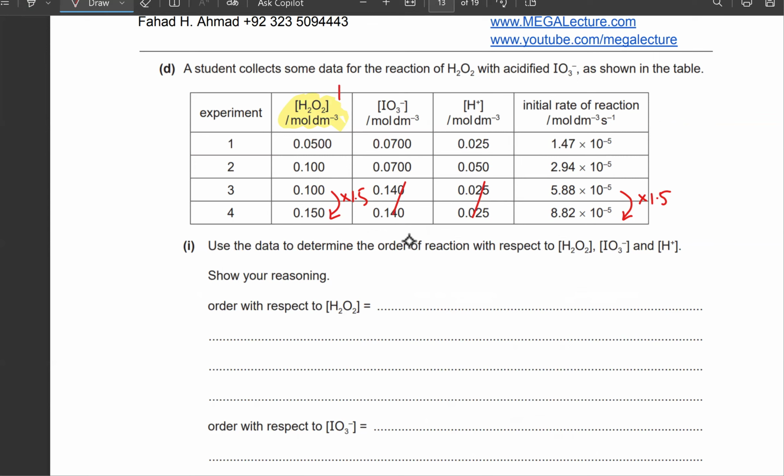So what do we get? It's order 1, right? Okay, so that's H2O2. Now, that's what you're going to write. You're going to write that you compare experiments. Remember, there's a solved worksheet. I've sent the solved worksheet as well. You compare experiments 3 and 4. H2O2 concentration increases by 1.5 times, and the rate also increases by 1.5 times. Hence, the order with respect to H2O2 concentration is 1. Now, focus on IO3 minus 1. Which experiments would you compare for IO3 minus 1?